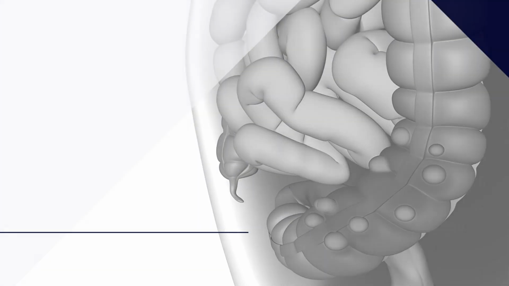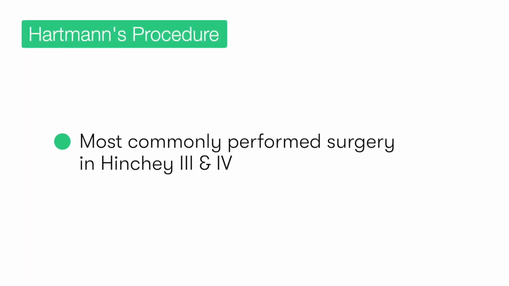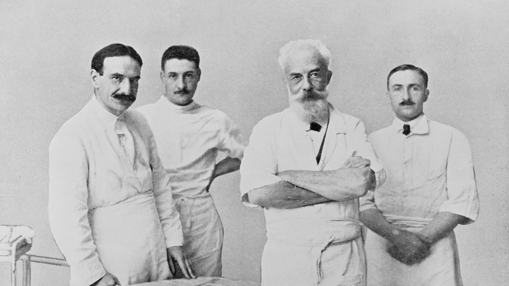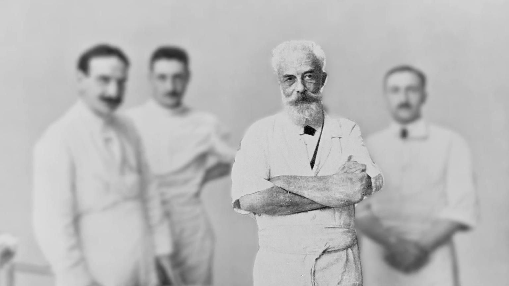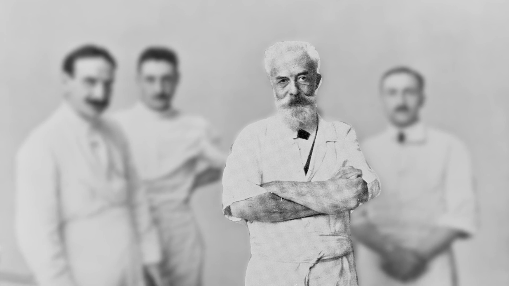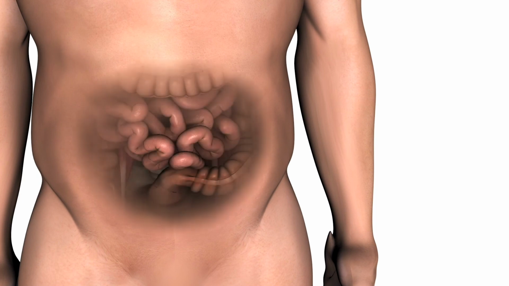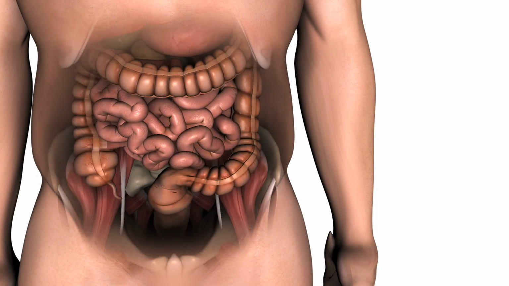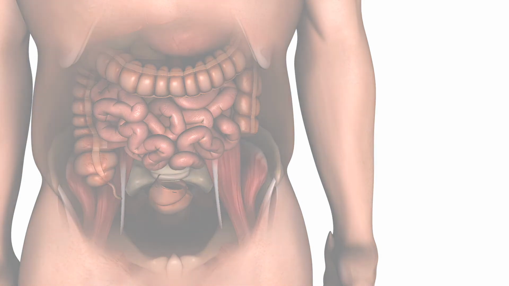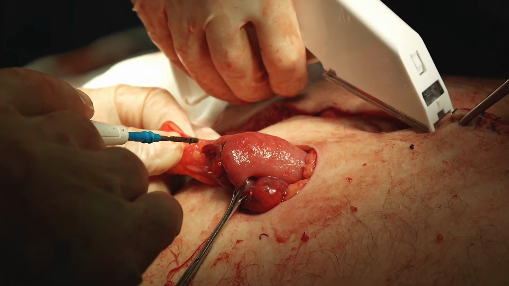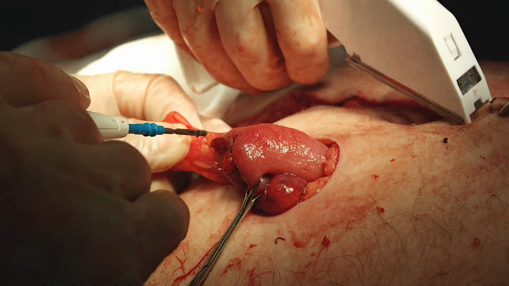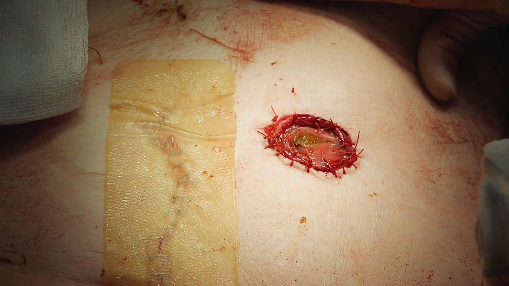When the patient undergoes a laparotomy, the emergency operation that's most commonly performed in cases of Hinchey 3 and Hinchey 4 is a Hartmann's procedure. This is named after the French surgeon Henri Albert Hartmann, who first described the operation in 1921. Essentially, it involves removal of the affected sigmoid colon, as well as a bit of the rectum, and then bringing out the descending colon and forming an end colostomy.